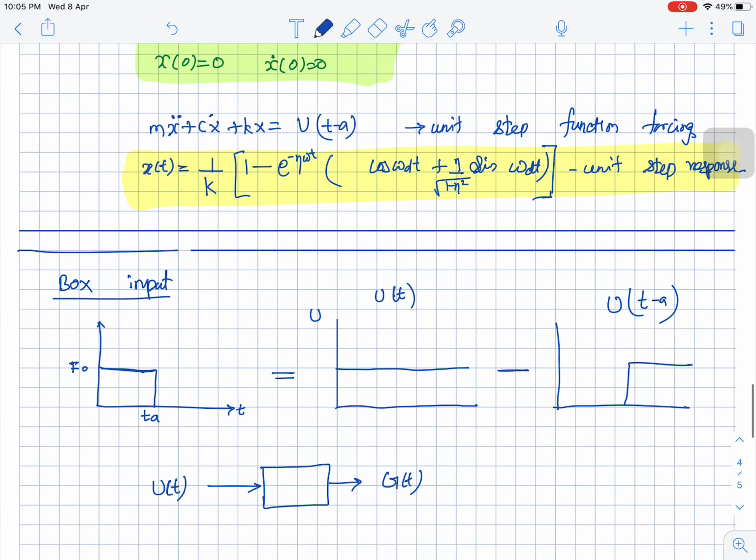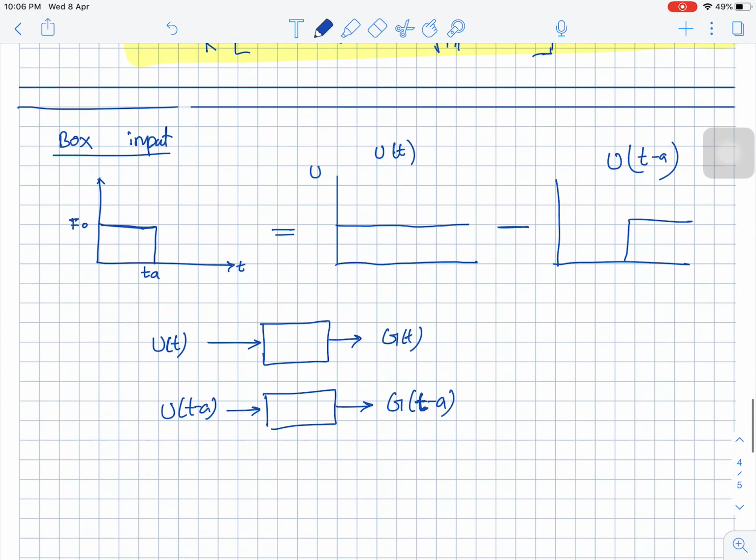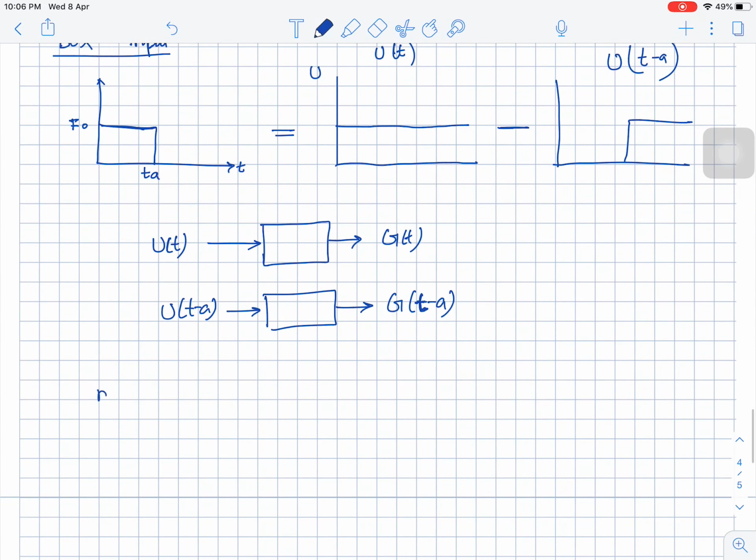So whatever we have discussed, unit step function forcing, unit response of unit step function. So this is t minus a input force into the system, we will get response of t minus a. So this one is called a linear system. So now I'm using the system into this equation, k of x equal to f of t, which is the box input, which is f naught of, f naught is common, u of t minus u of t minus a, right?